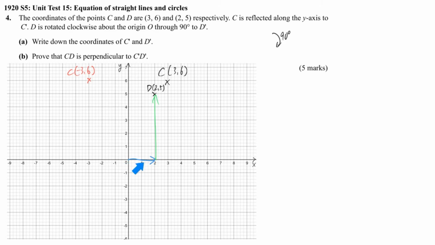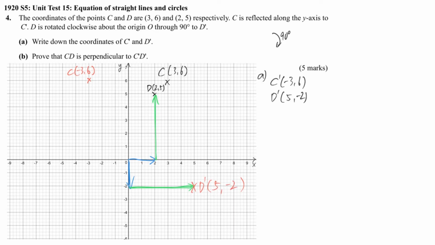So for the horizontal movement, rotating clockwise 90 degrees, going right will become going down. And then the green movement, going up by 5 originally, will become going right by 5 steps. So the new position of D is here, D prime. But when you label the position, don't forget we always write down the left-right position first. So you should write down 5 first instead of -2. It is 5, -2.